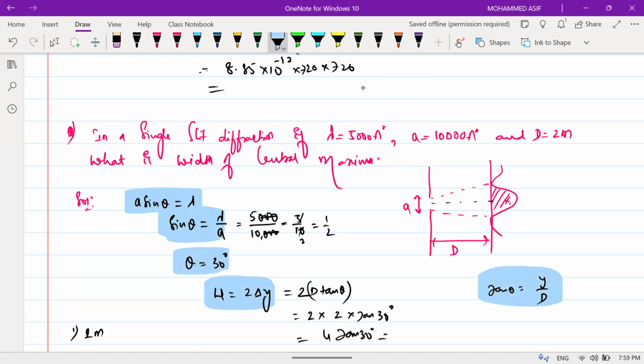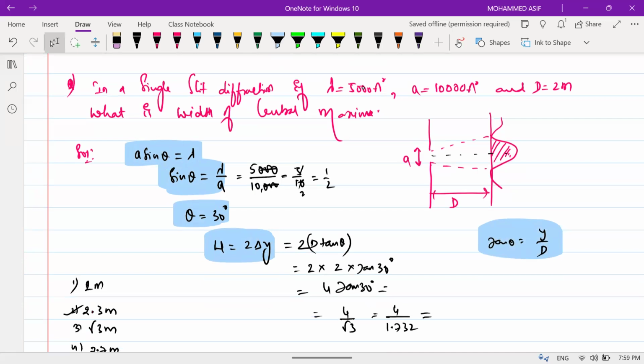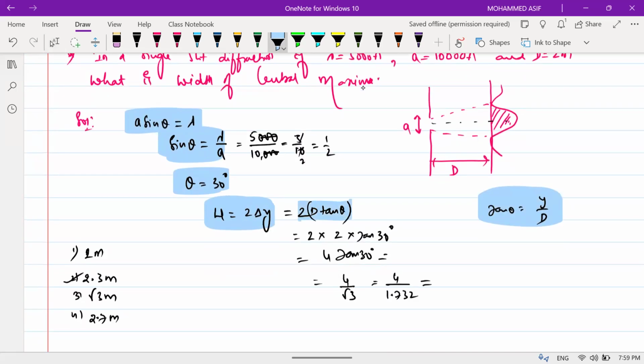If theta is very small. If theta is larger, we use tan theta is equal to y by d. If theta is very small, tan theta will be approximated to sin theta. Okay, so that approximation you need to remember. 2 into d tan theta, to simplify it, we'll get the answer 4 by root 3. Clear?